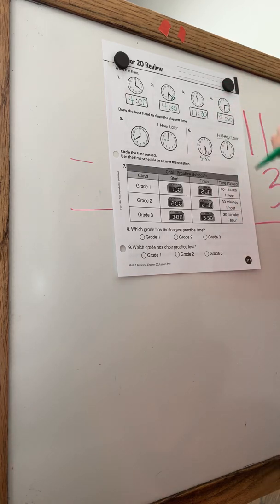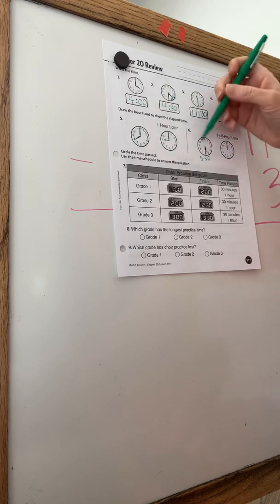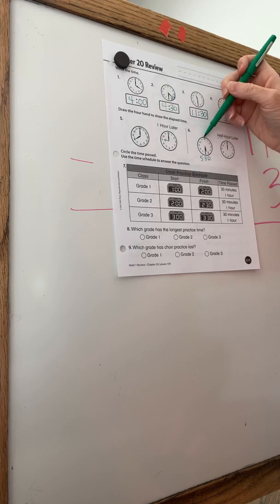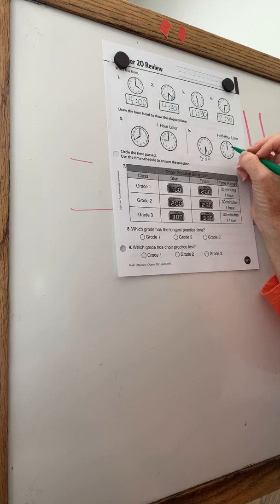So we're going to want to go 30 minutes. So I'm going to count by 5s till I get to 30. 5, 10, 15, 20, 25, 30. If I go to half an hour, it's going to be 6 o'clock.